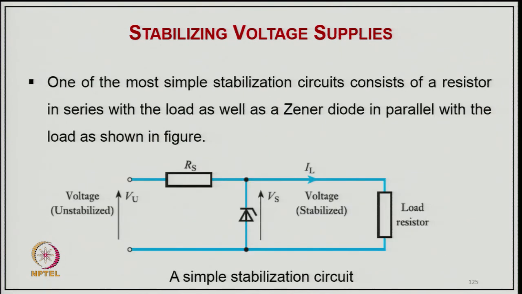One of the simplest stabilizing circuits consists of a resistor in series with the load as well as a Zener diode in parallel with the load. So, here we connect a resistance and a Zener, and that is the load resistance, and this is the stabilizing circuit. Why do we connect the resistance? The voltage difference should be absorbed by it. Otherwise, there will be a large current flowing into the Zener, and you will get a stabilized voltage across the Zener, which is applied across the load.